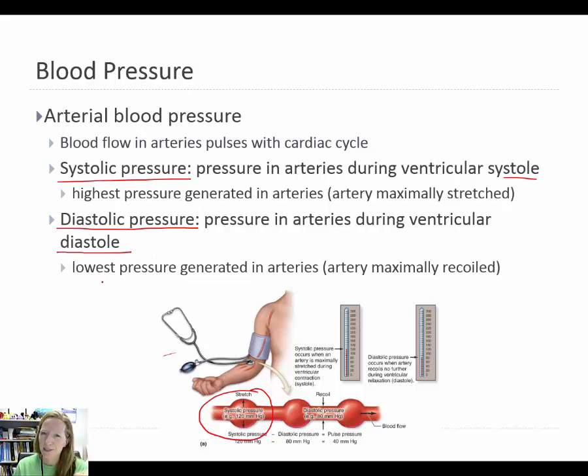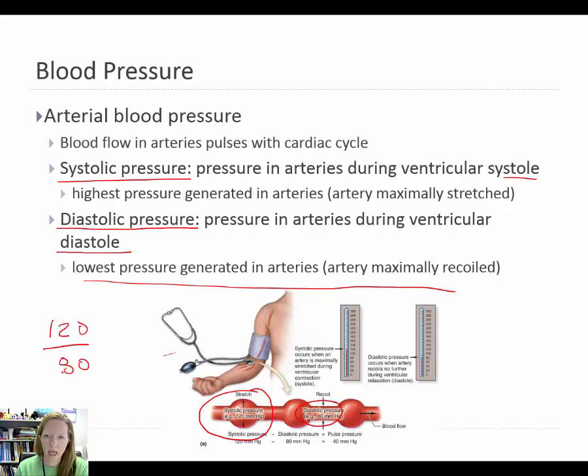So diastolic pressure is going to be the lowest pressure generated in the arteries, as you can see. And that's what happens once an artery stretches, it needs to recoil. And that's where the recoil is going to be, with this diastolic pressure. And you can see it right here, that recoil. It is going to average 80 millimeters of mercury. You know, sometimes those numbers change, but that's going to average 120 over 80.